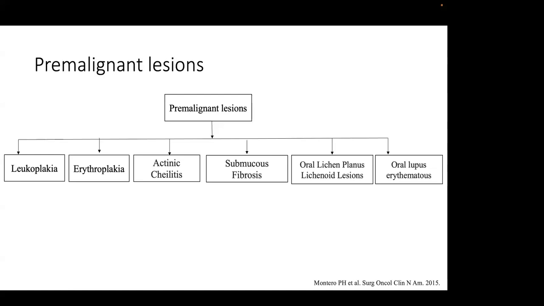Okay, continue. Then actinic cheilitis. It is basically a chronic inflammatory condition affecting the lip, typically the lower lip, because of sun exposure, and because of this it's also called solar cheilitis.